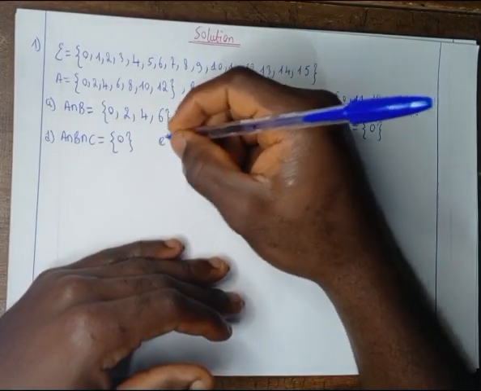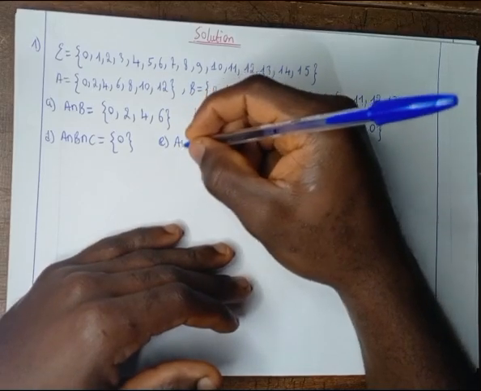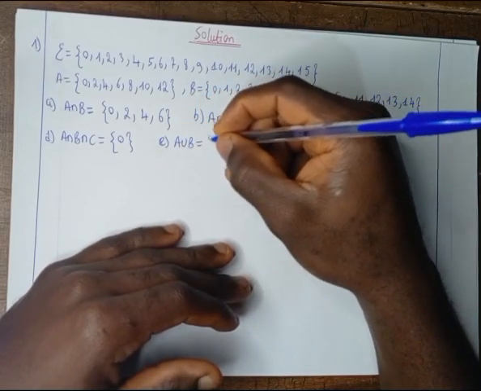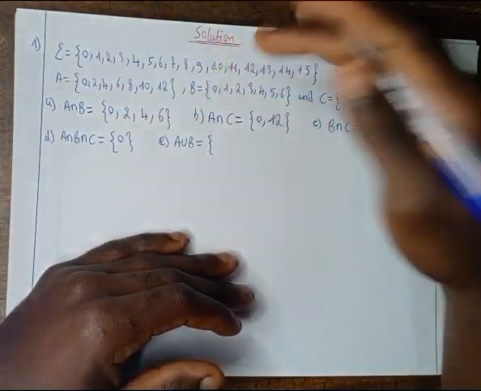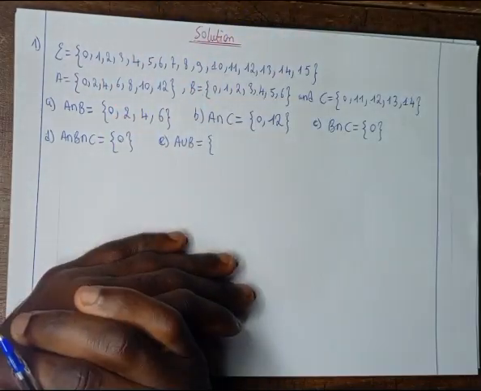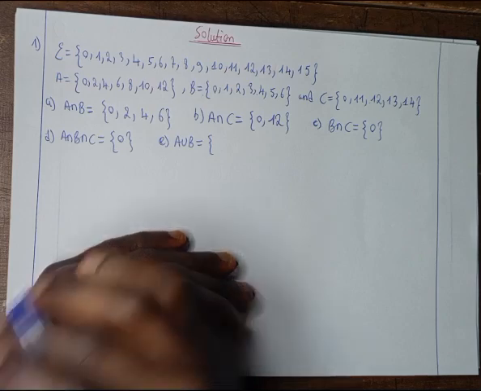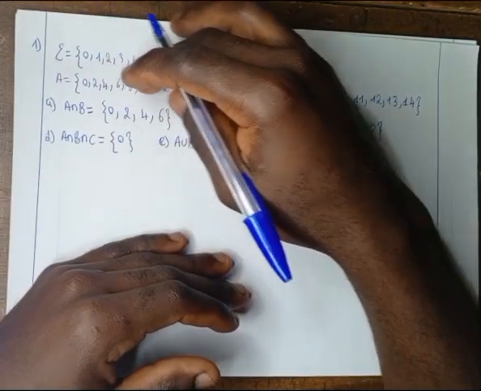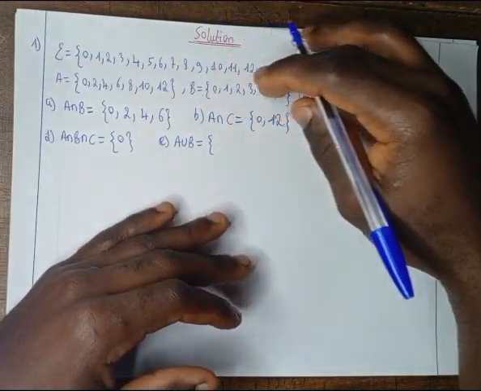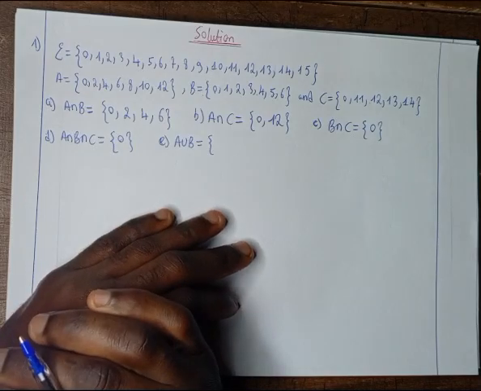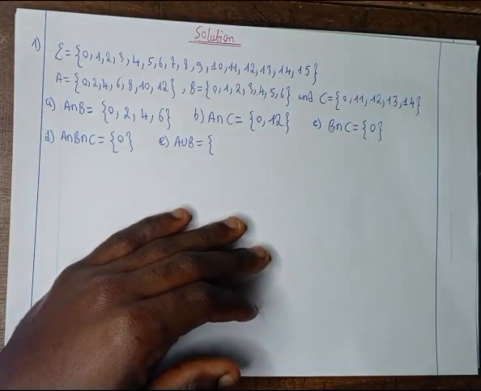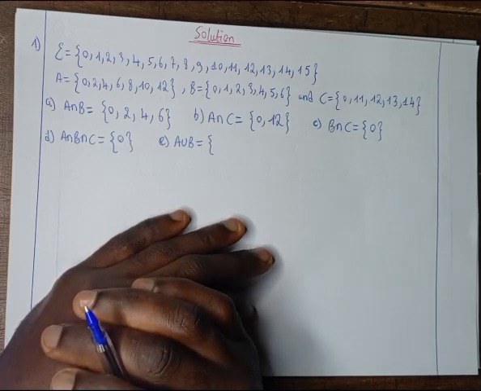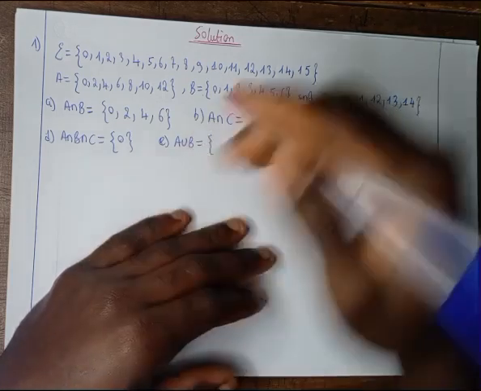We go now to E. We have to write out the elements of A union B. That means the elements in the set A or the set B. So what we are simply going to do is write out all the elements in the set A or the elements in the set B. So we are going to write them in ascending order. That means from the smallest to the biggest.